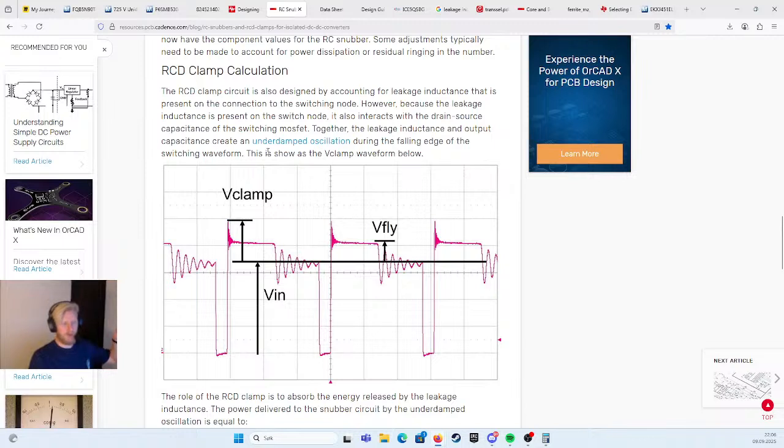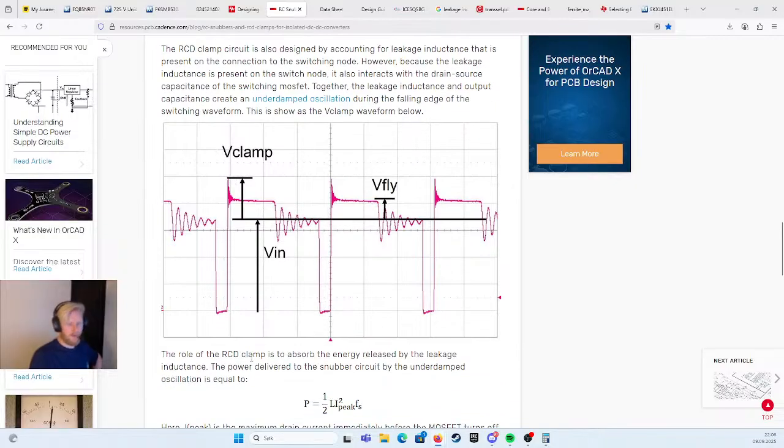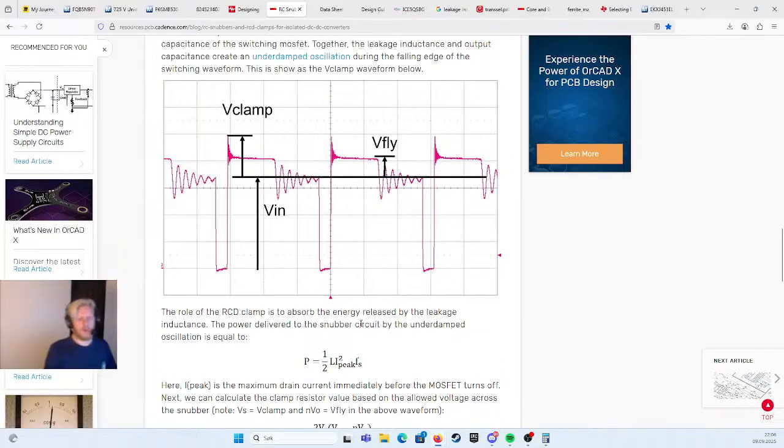So when the switch is off, it creates an underdamped oscillation. This is shown as the V-clamp waveform. So this part. MOSFET is off, we have a high VDS. The role of the RCD clamp is to absorb the energy released by the leakage inductance. Power delivered to this circuit by the underdamped oscillation is equal to this.